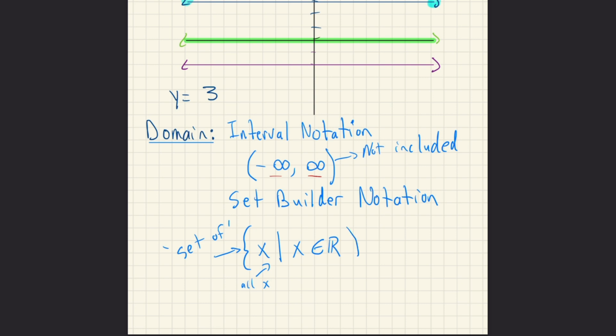And then we close this set here, and this just means all real numbers. x ∈ R is all real numbers, and that's another way of saying infinity. And in this case, it goes from positive infinity to negative infinity.